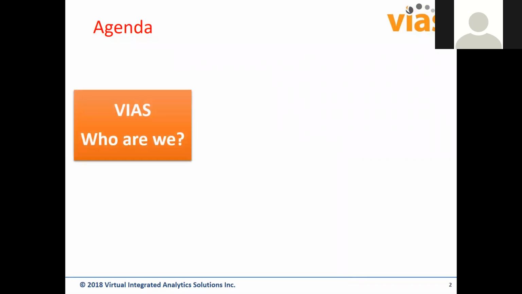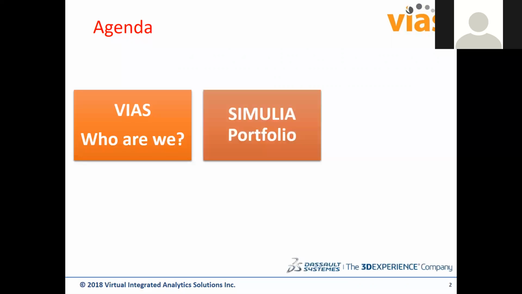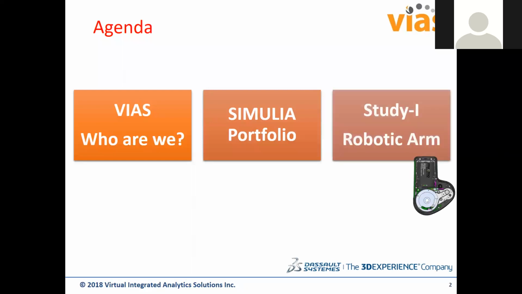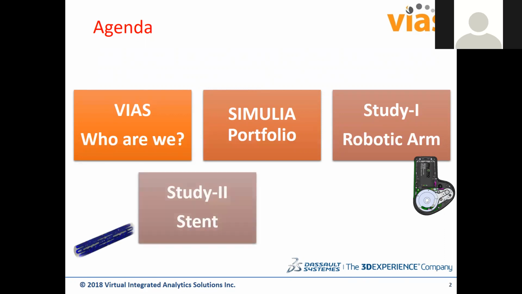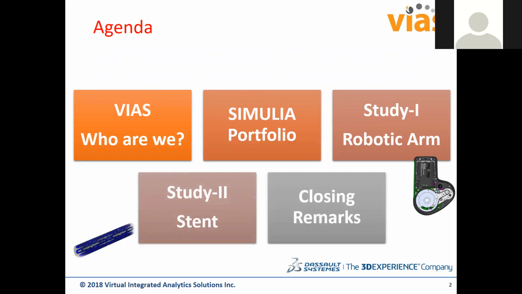So the agenda for today is we'll start with a quick overview of YS, who we are and what we do. We'll also provide a brief update on the Simulia portfolio for those of you who are not familiar with what Simulia is. It's an offering by Dassault Systems. Then we'll go to our first example, that is a design optimization of the robotic arm, followed by design optimization for a medical stent. And we'll then get to the closing remarks and the Q&A.